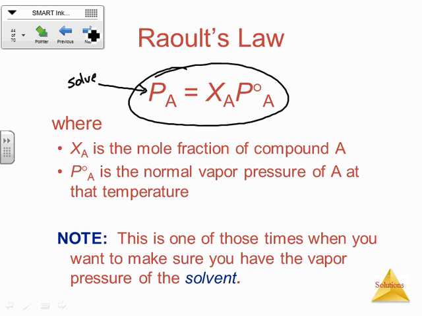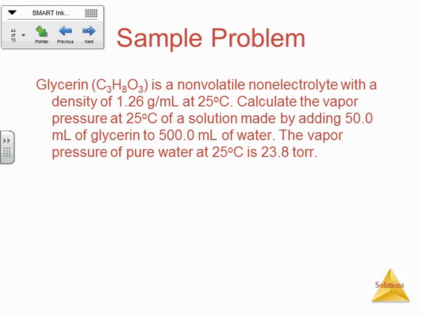okay? We want to find the vapor pressure of the water, not the vapor pressure of salt in the water, right? That wouldn't even make sense. So when we find the mole fraction here, we need to find the mole fraction of the solvent, okay? Water, whatever it is. Okay, so you've got to just watch out for that. We'll have a problem coming up that we'll talk about that. Actually, it's right here. Told you it was coming up. There it is. All right, so we've got glycerin. It's a non-volatile, non-electrolyte.